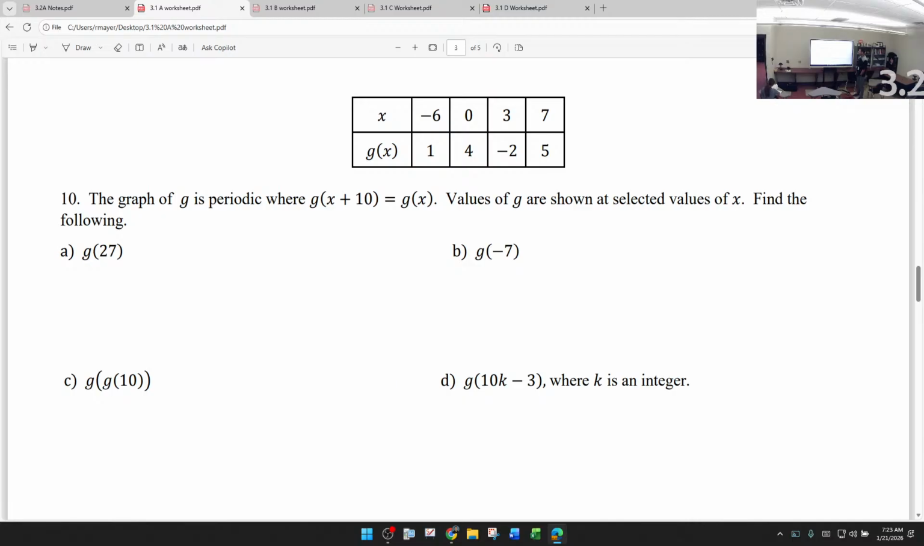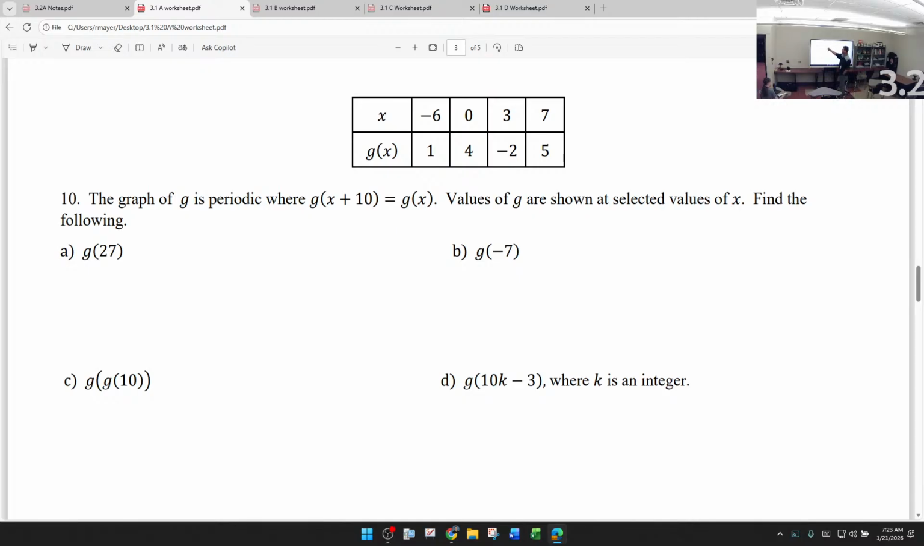The graph of G is periodic where G of X plus 10 equals G of X. So what they're telling me, if I have G of X plus 10, it's periodic every 10 units. So at 4, it's going to be the same thing. At 10, it's going to be this. At 13, it's going to be this. At 23, it's going to be that. So they want to know what it is at 27. So this is 7. So 10 more and 10 more puts it at 5.